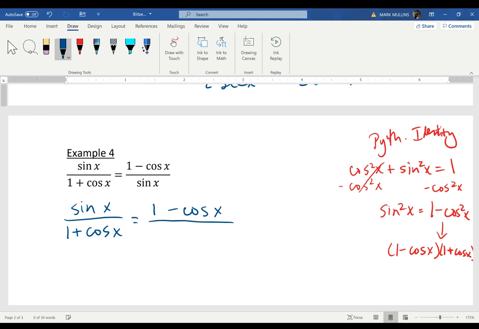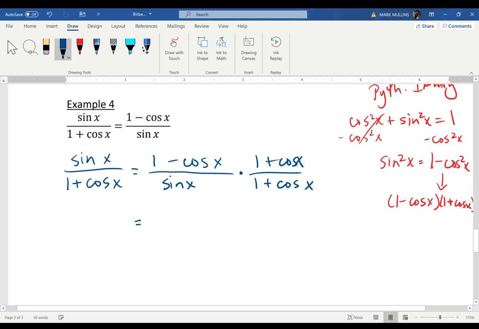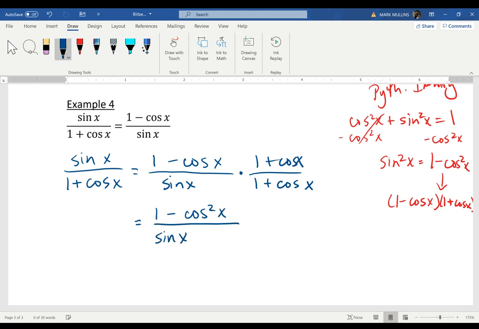And I could have just as easily worked on the other side and multiplied by 1 minus cosine x instead. So I'm going to multiply by 1 plus cosine x over 1 plus cosine x. So let's see. In my numerator, I've got that difference of squares pattern, 1 minus the cosine, 1 plus the cosine. So I'm going to have 1 minus cosine squared x. In my denominator, I will have sine x times 1 plus cosine x.